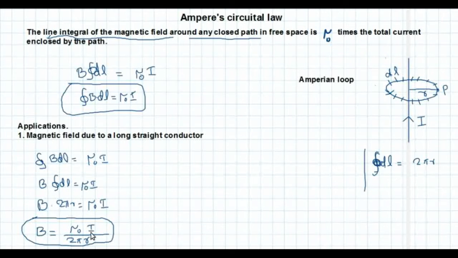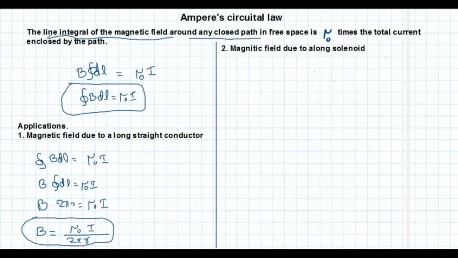Then it is proportional to the current I. That means if there is more current through the conductor, then there will be more field. Mu 0 by 2 pi is a constant. Therefore B is directly proportional to I, and B is inversely proportional to r. So this is how the magnetic field depends on the current and distance from the conductor.